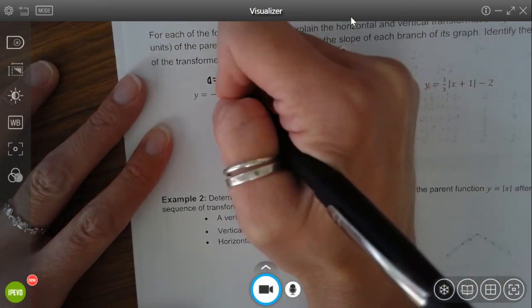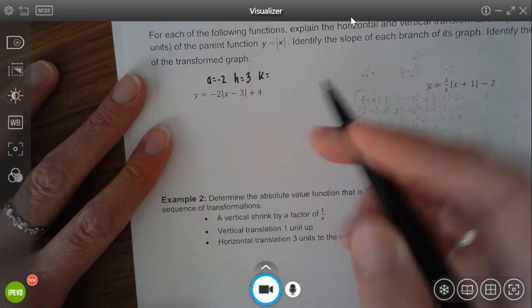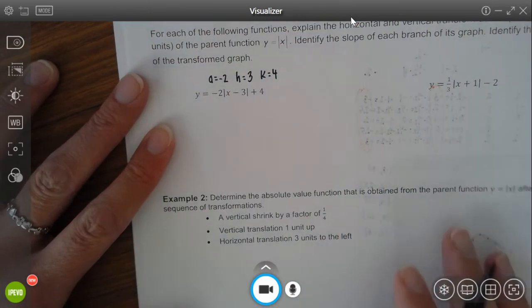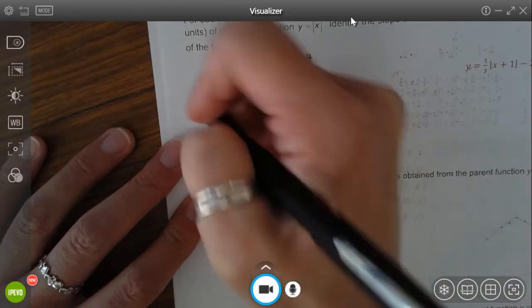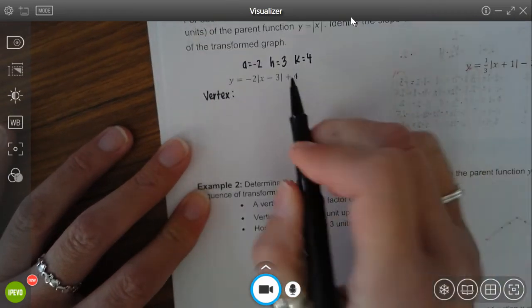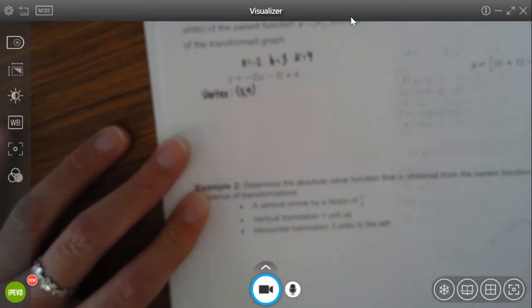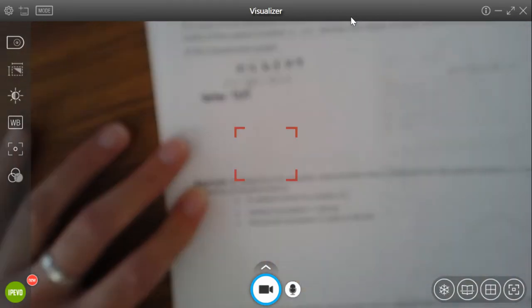So my A value here is -2. H would be +3. Again, it's going to be opposite of what you really want it to be in there. And then the K is going to be +4. So I'm going to start with the vertex here. My vertex is always going to be H comma K. So even without looking at the graph, I know that my vertex is happening at the point 3 comma 4. And you always want to write your vertex as a point.